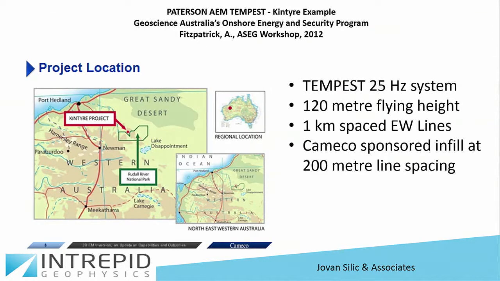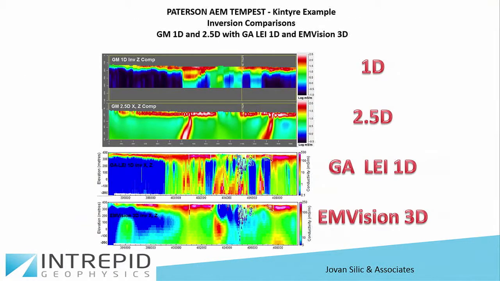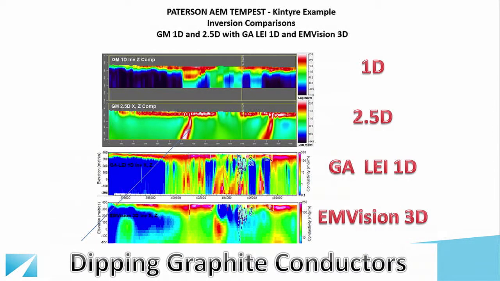Okay, so another data set. In this particular case, it's just comparing different inversions of the same data. 1D on the top, 2.5D on the bottom, showing some dipping features. A layered earth 1D underneath, the Geoscience Australia one, and at the bottom a 3D inversion. And of these, the 2.5D was the most sensible because they were known to be dipping graphite conductors, so certainly that inversion was consistent with geological expectation.